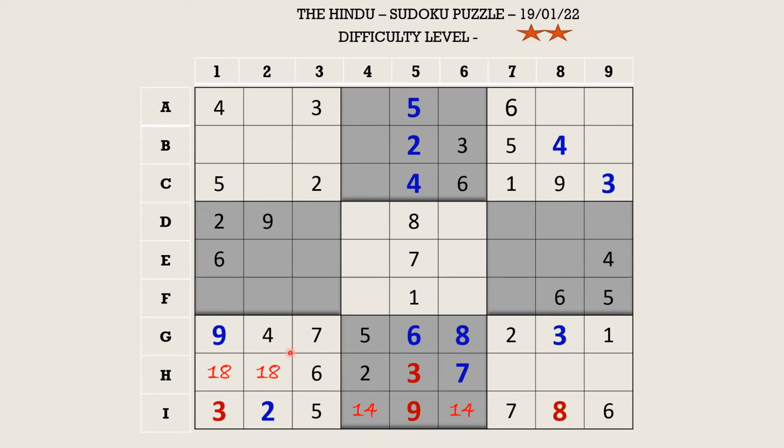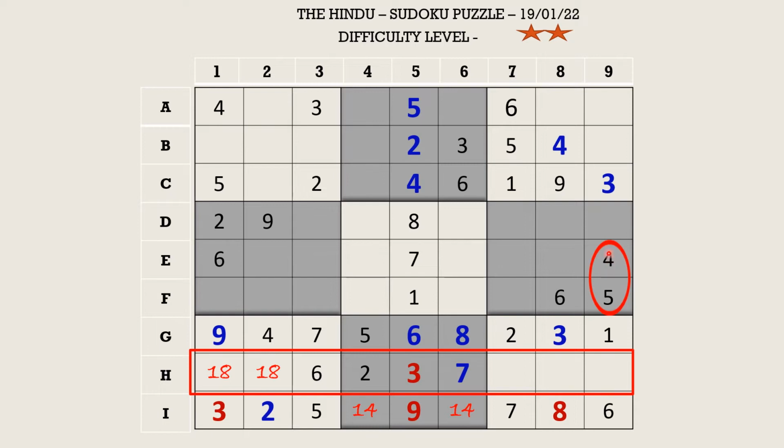Let's try to fill H row. The missing numbers are 4, 5 and 9. There is a 4, 5 in column 9 blocking here. So H9 takes 9. There is a 4 in column 8 blocking this cell. So H8 takes 5 and the only remaining number is 4.